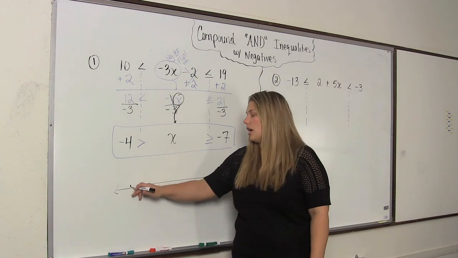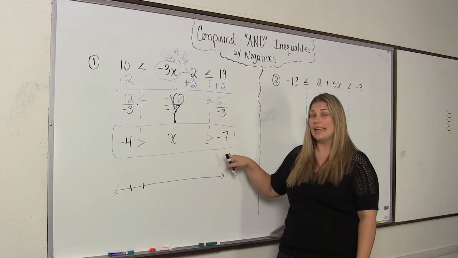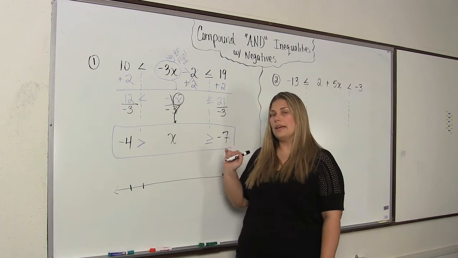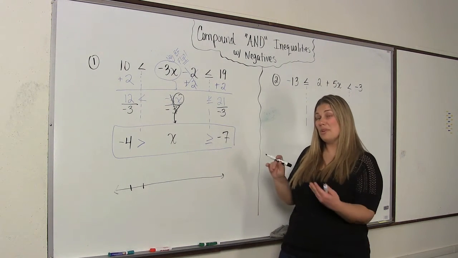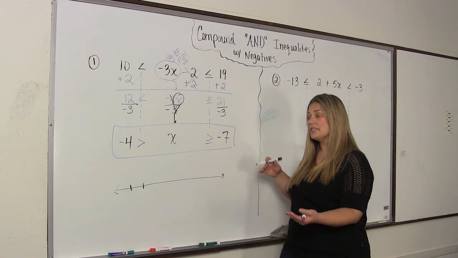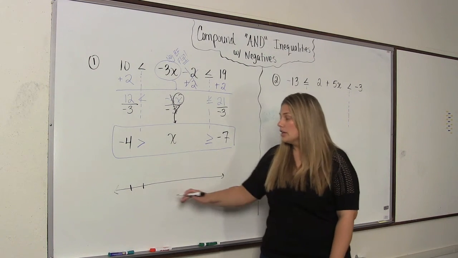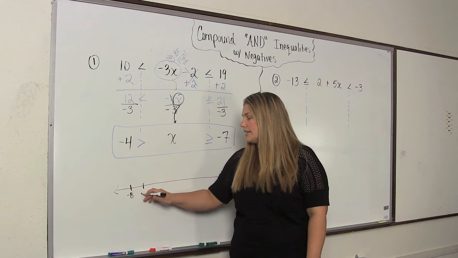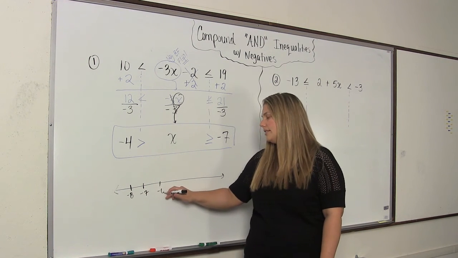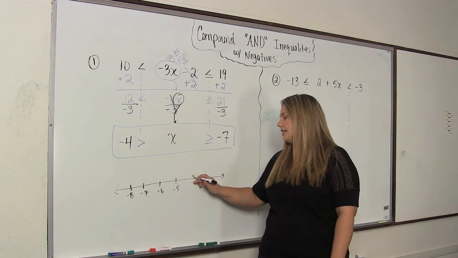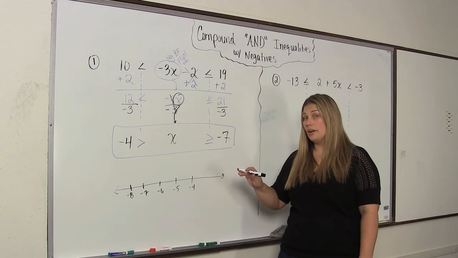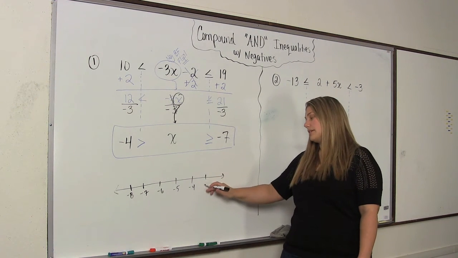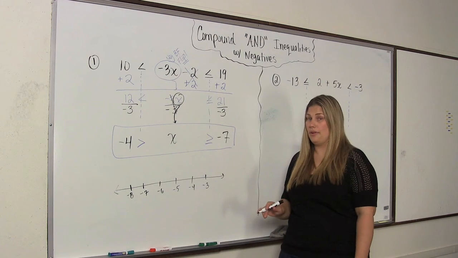And I need to include all the numbers from negative 7 all the way to negative 4. But remember, I want to include one more to the left and one more to the right. So I'm actually going to start with negative 8, then negative 7, negative 6, negative 5, negative 4. But remember, we're going to go one more, so I'm going to take it all the way to negative 3.